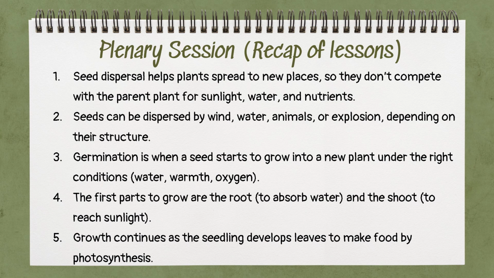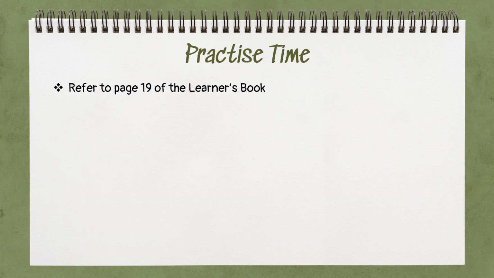Germination is when a seed starts to grow into a new plant under the right conditions: water, warmth and oxygen. The first parts to grow are the root to absorb water and the shoot to reach sunlight. Growth continues as the seedling develops leaves to make food by photosynthesis.